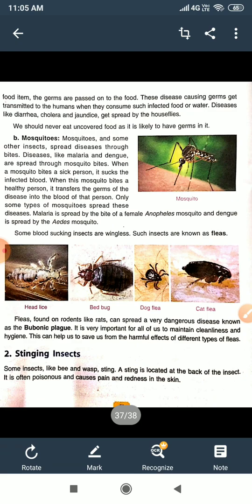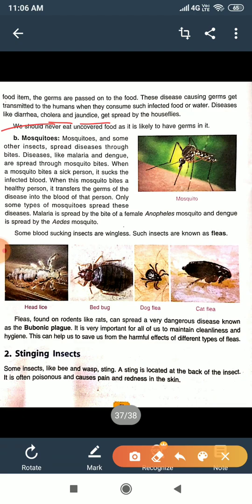What are the diseases which spread through the housefly? Number one is diarrhea, cholera, jaundice. These are the diseases caused by the housefly. So when the question comes to write the names of 2 diseases caused by the housefly, you will write that 2 diseases caused by houseflies are diarrhea, cholera, jaundice.